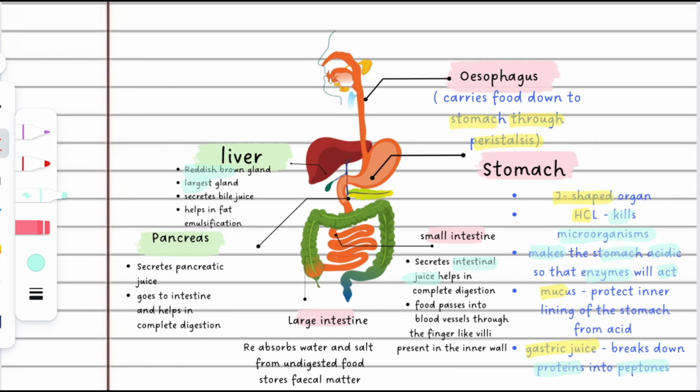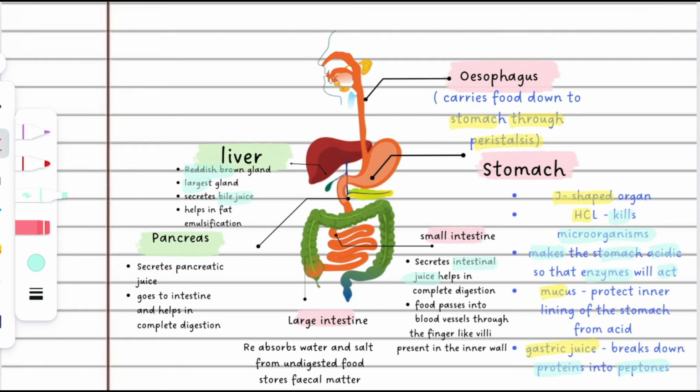हमारे body में सबसे largest gland liver है. The liver secretes bile juice. It secretes a juice that is yellowish green in color, and it is termed bile juice.